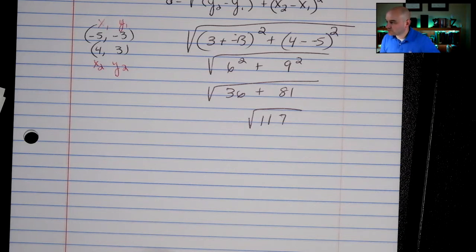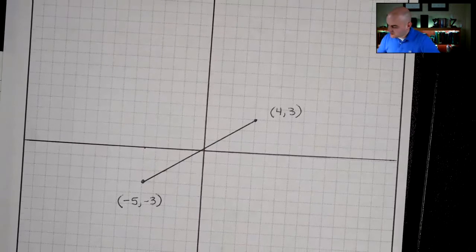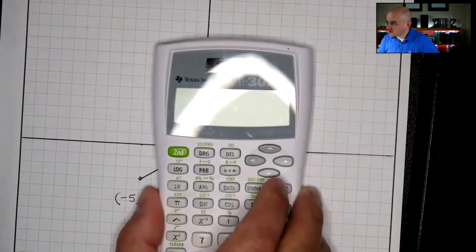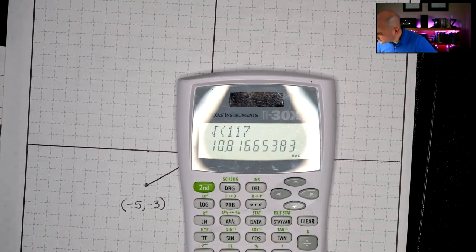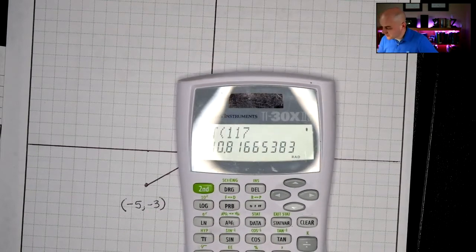So we can't break this down any further. We're just going to leave it like that. If we want to get an approximation, though, we can look at our calculator here and say, what is the square root of 117? So second square root 117, we get about 10.8.